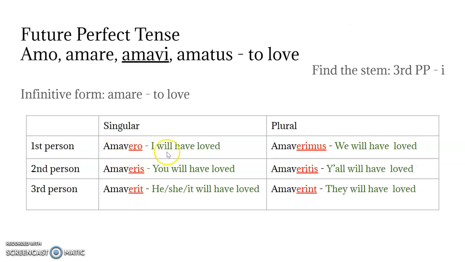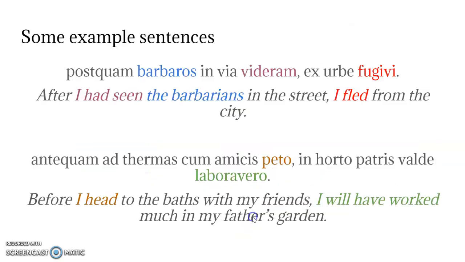So amavero, I will have loved. Amaveris, you will have loved. Amaverit, he, she, or it will have loved. Amaverimus, we will have loved. Amaveritis, y'all will have loved. And amaverint, they will have loved. Okay, so that's the quick breakdown of how you form these tenses, the perfect, pluperfect, and future perfect. You're welcome to come back and look at this part if you ever get confused.